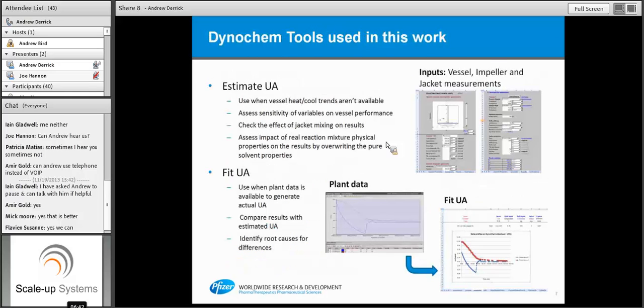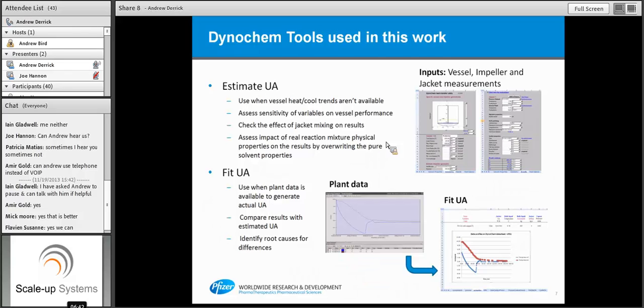So the DynoChem tools used in this work. I always start with the Estimate UA utility whenever I'm doing any heat modeling work. You don't need any actual experimental data to use this tool. The utility estimates the heat transfer coefficient for jacketed vessels based on measurements for the vessel, the impeller, and the jacket. You need to know what the heat transfer fluid is used in the process and the process solvent. There are drop-down lists of the common solvents and systems in the physical property database built into the model. You can also look at the effect of jacket mixing on the overall UA and the impact of the physical properties of your reaction as well, if you overwrite some of the cells at the bottom of the results tab, which I can show you later.